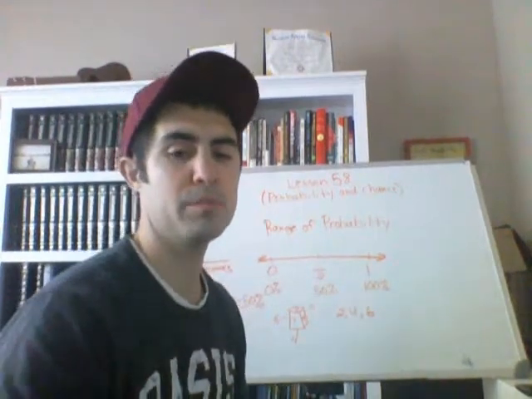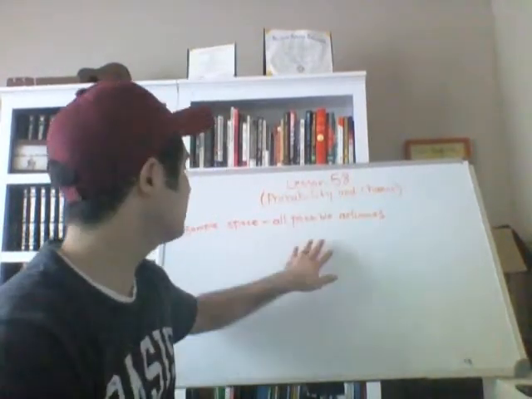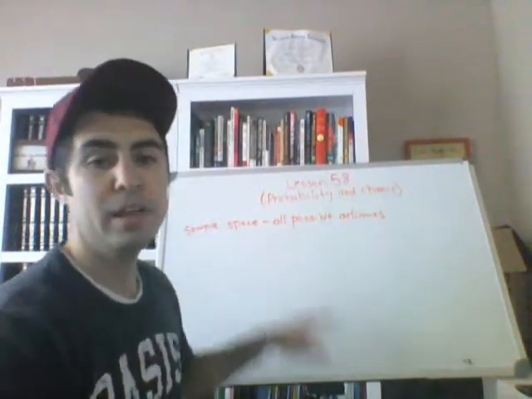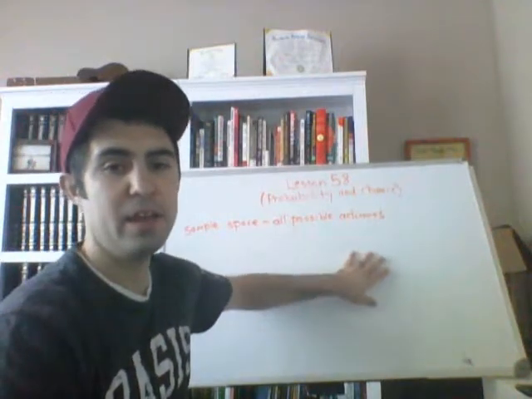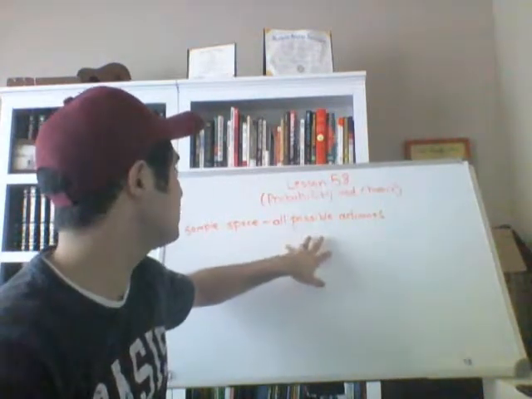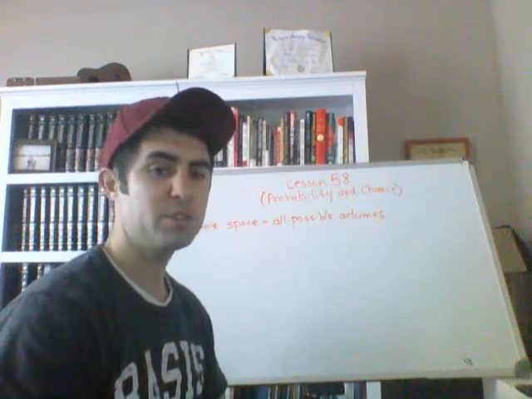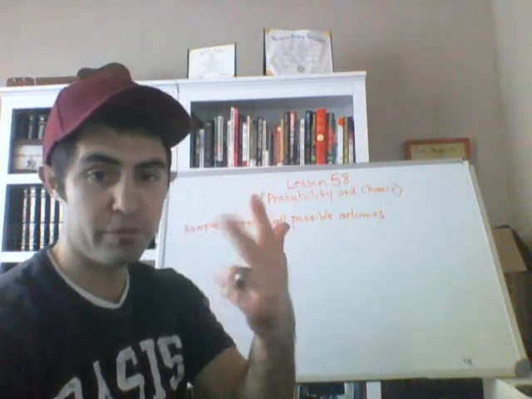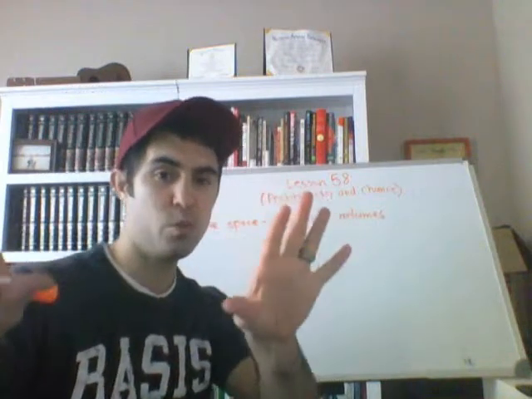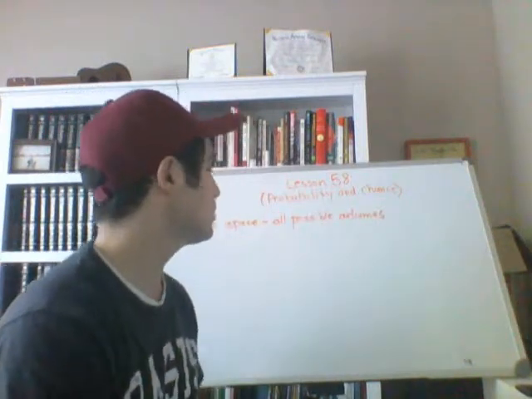So let's do a couple more. Alright, so I touched on this earlier, but I want to talk about it again. Sample space. And the definition for sample space is all possible outcomes. So if you roll the die, all the possible outcomes that can happen is 1, 2, 3, 4, 5, or 6. You could get one of those numbers, one of those 6 numbers when you roll a die.